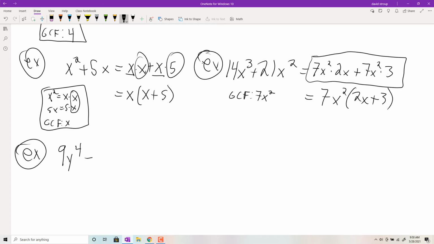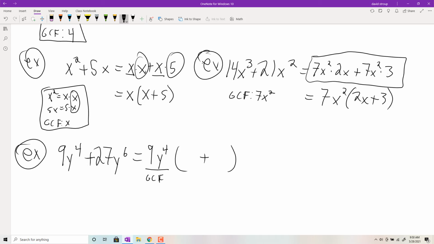9y to the 4th plus 27y to the 6th. Okay? So what I'm going to do is figure out the GCF and just put it right here. And then I'll have times this, whatever. So what is the GCF this time? What's the biggest number that divides 9 and 27? Well, it's just 9. And then the biggest variable that goes into y to the 4th and y to the 6th will be the one with the lower exponent, y to the 4th.